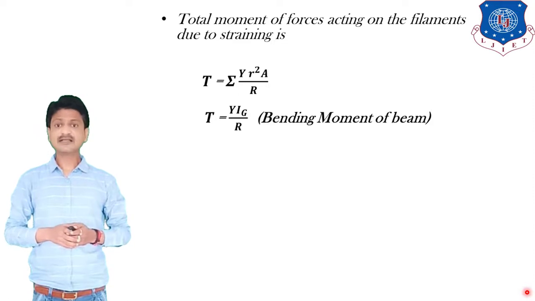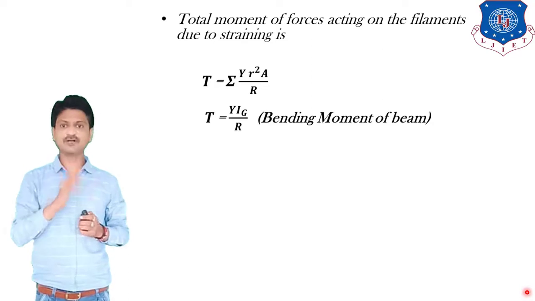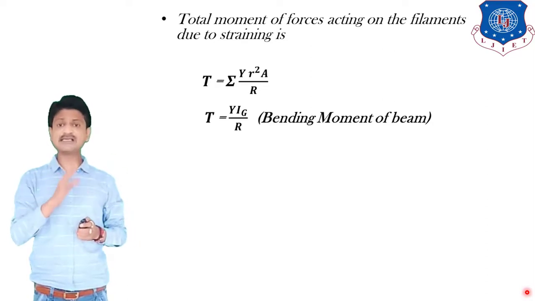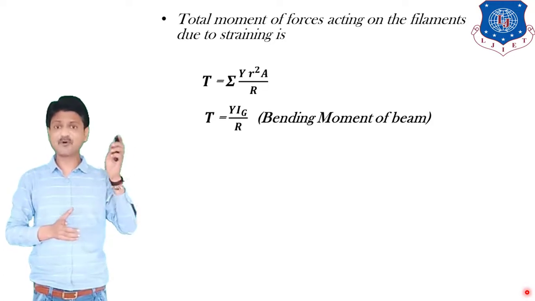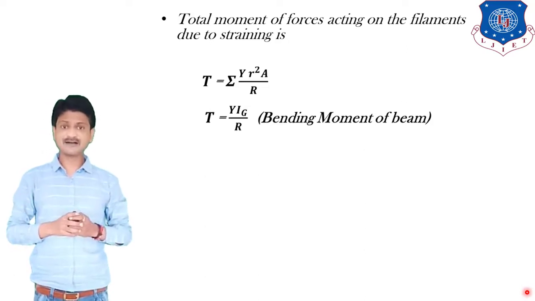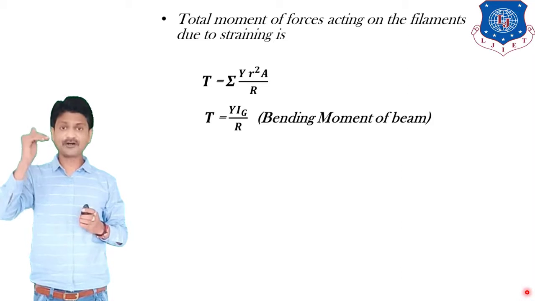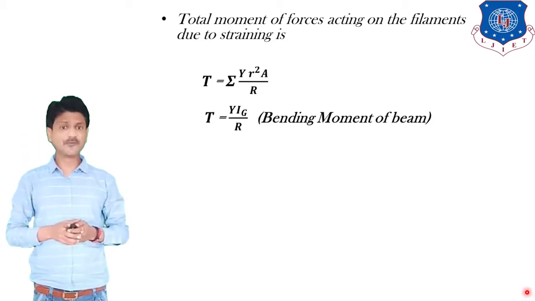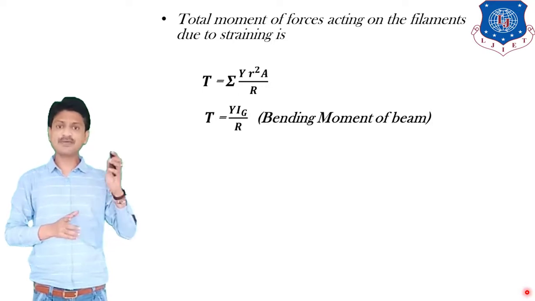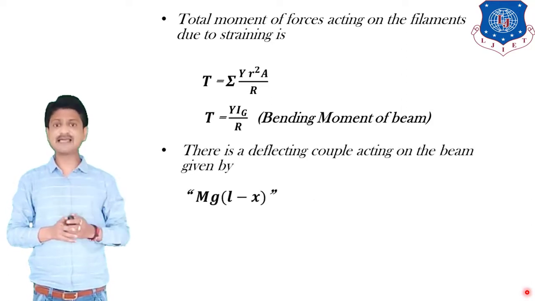Now you can see in the above figure, here we apply the force W equal to mg acting at P vertically downward, and that force produces an equal reaction at point A in the vertically upward direction. So these two forces generate a couple due to which the beam bends. So we can say that the bending moment is balanced by a restoring couple formed by the forces.